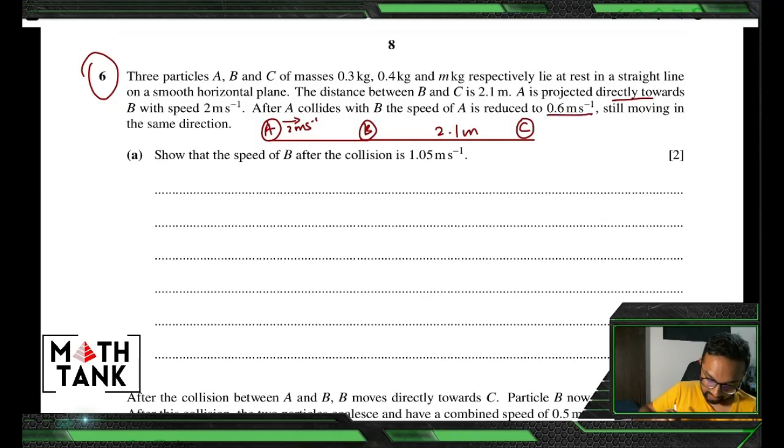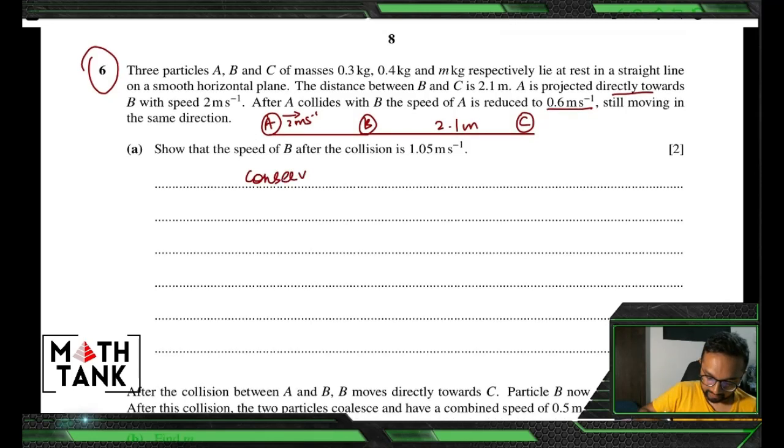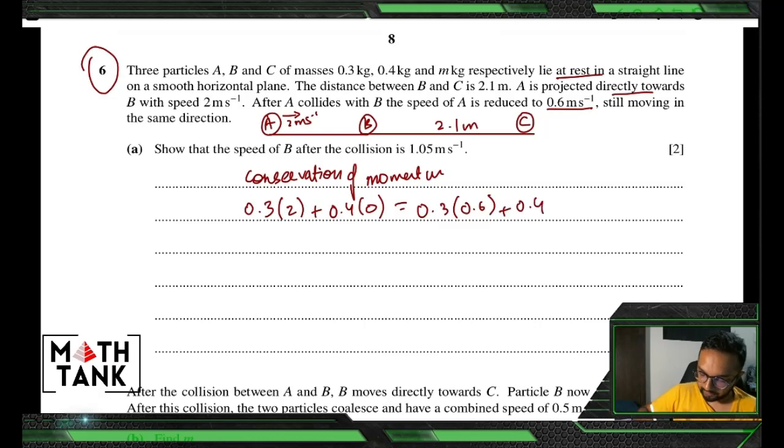So B and C. Show that the speed of B after the collision. So this is just conservation of momentum. Let's do that. Conservation of momentum. So before equals to after. So before, B is at rest, because it says they lie at rest in a straight line on a smooth horizontal plane. So I can say that 0.3 into 2 plus 0.4 into 0 equals to 0.3 into 0.6 plus 0.4 into V.